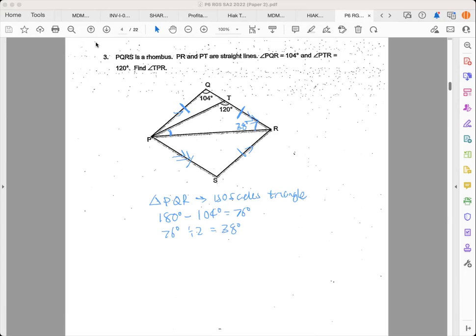Now, can you see that? I'll focus on this triangle. Angles inside a triangle add up to 180. So 180 take away 120, take away 38. I take away this, I take away this. I'll have the required angle TPR, and that will be 22 degrees. Let's continue with question number 4.